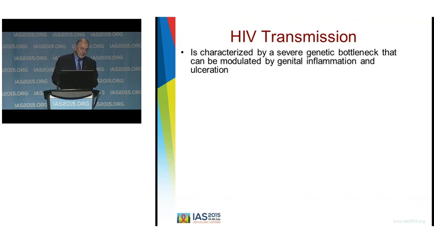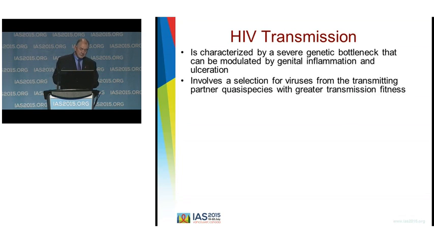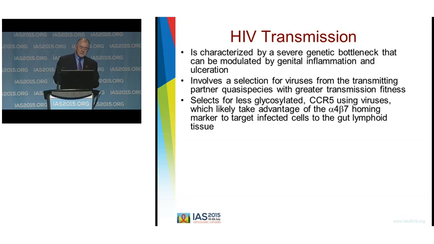So, transmission is characterized by a severe genetic bottleneck that can be modulated by genital inflammation and ulceration. It involves a selection for viruses from the transmitting partner quasi-species with greater transmission fitness. And we still don't fully understand that because our in vitro assays don't seem to be translating into the same fitness that we're assaying in vivo. It selects for less glycosylated CCR5 using viruses, which likely take advantage of the alpha-4 beta-7 homing marker to target infected cells to the gut lymphoid tissue.